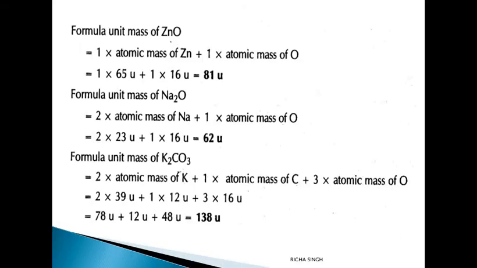Let's see the example. Formula unit mass of ZnO, that is zinc oxide. 1 atom of zinc combines with 1 atom of oxygen. We simply do 1 into 65, because 65 is the atomic mass of zinc, plus 1 into 16, that is 81 u. In the same way you can see these other examples, sodium oxide and potassium chromate also.